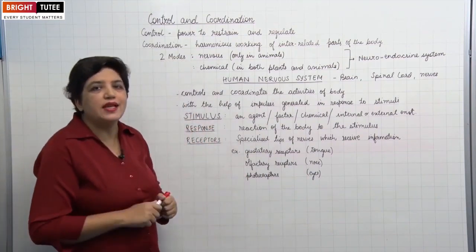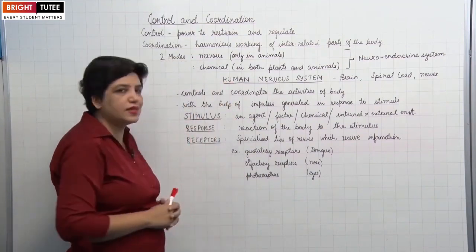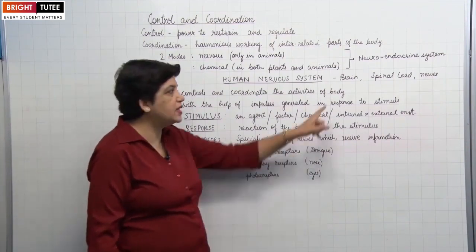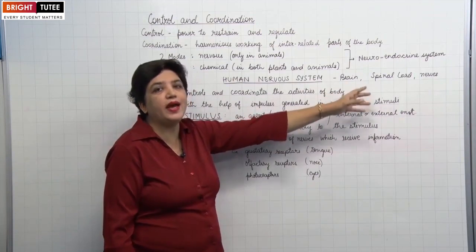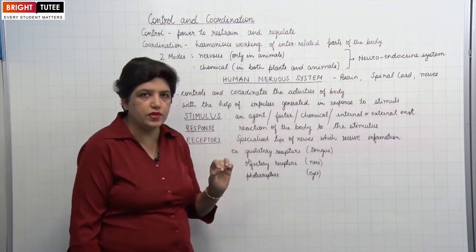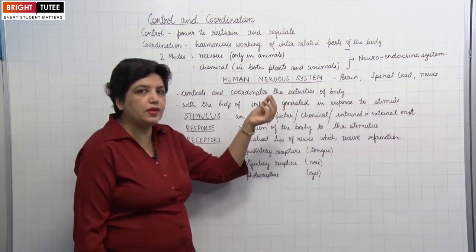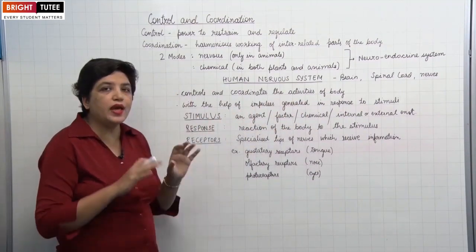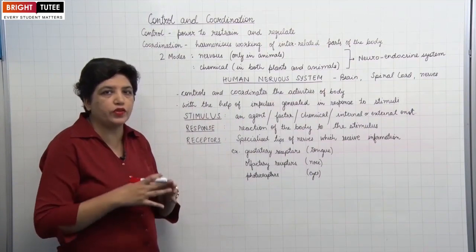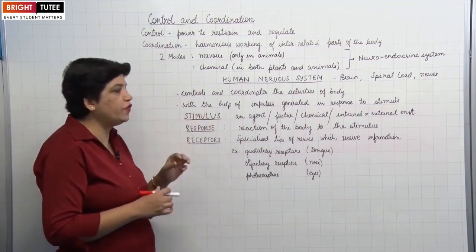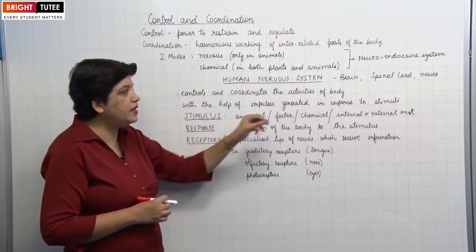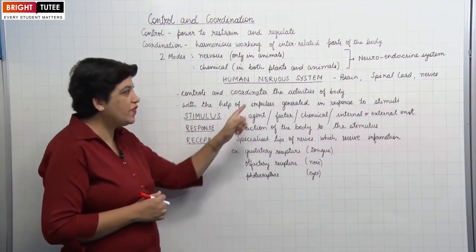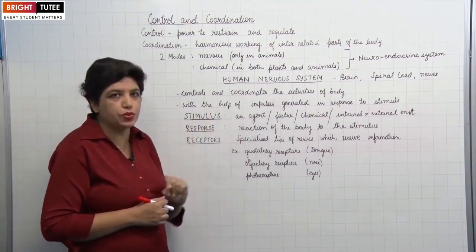Now, first, let us start with the human nervous system. The human nervous system consists of three main parts: the brain, the spinal cord, and all the associated nerves. These parts control and coordinate the activities of the body with the help of the impulse generated in response to a stimuli. So, first let us understand the key words used here.